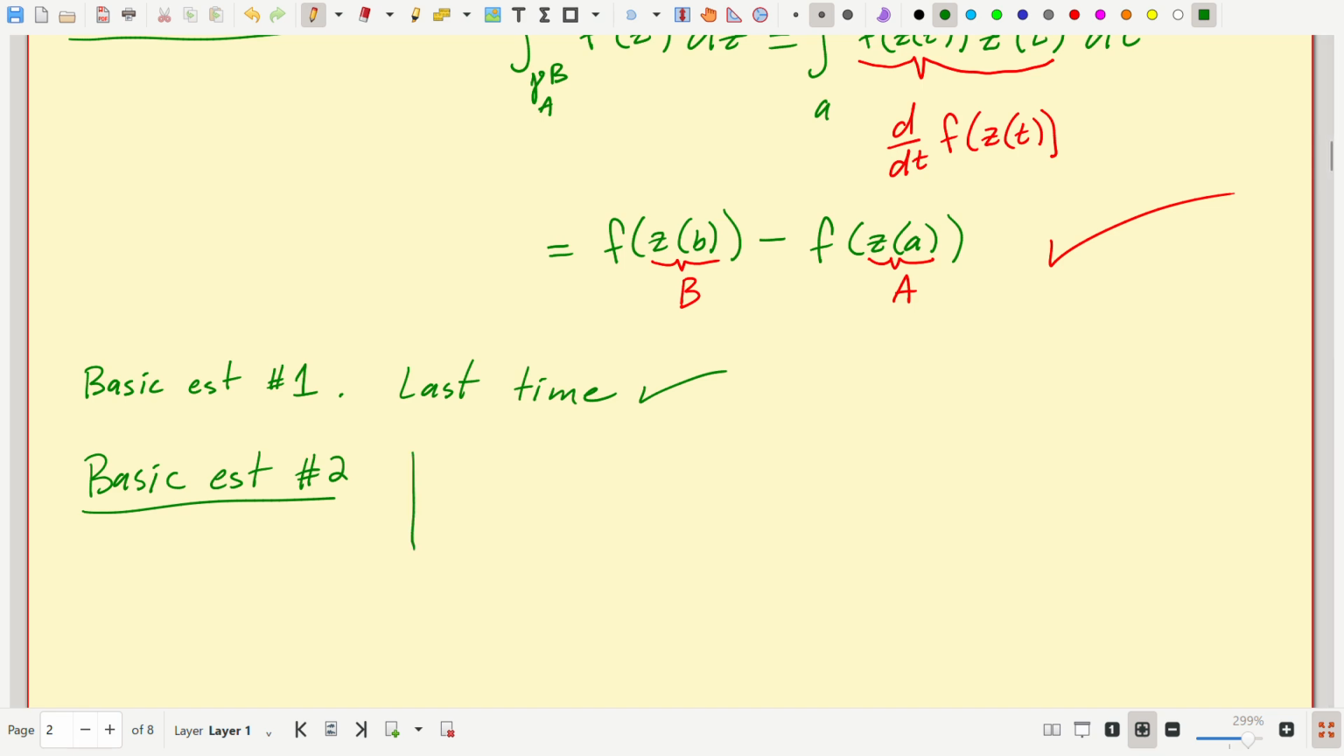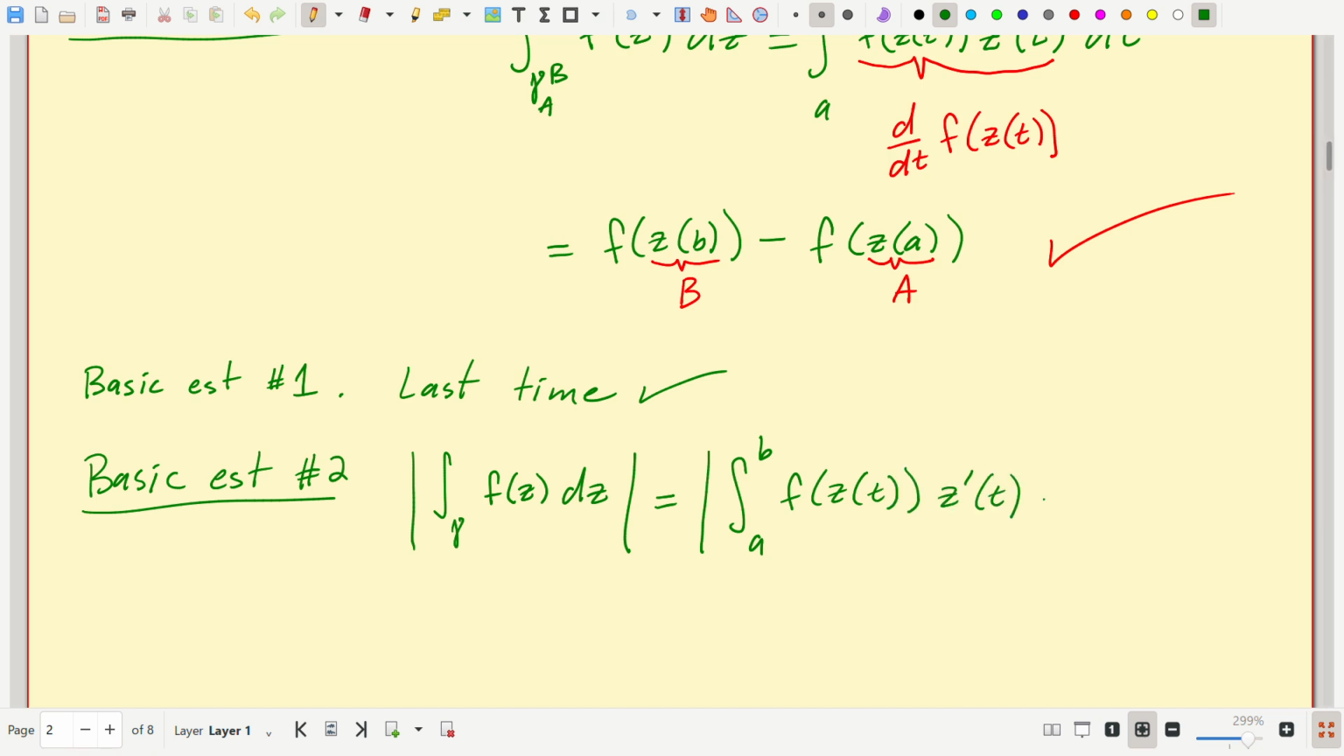Let's look at the modulus of the integral from a to b. Let's see, what am I doing here? I don't care what the end points are. Sorry. The integral along gamma of f dz. That stands for the integral from a to b of f of z of t, z prime of t, dt.